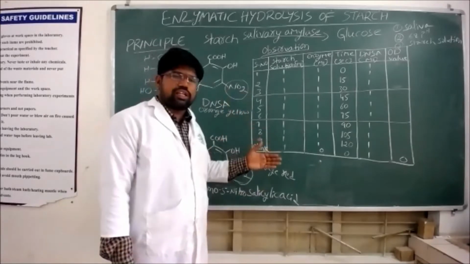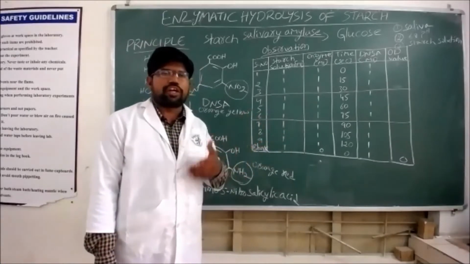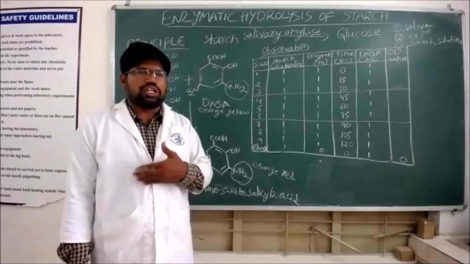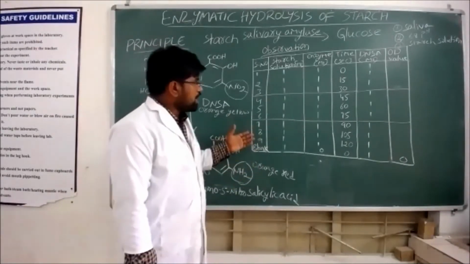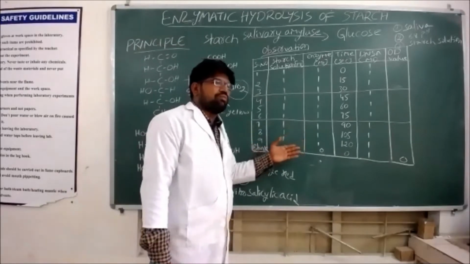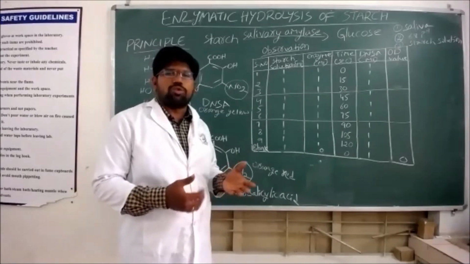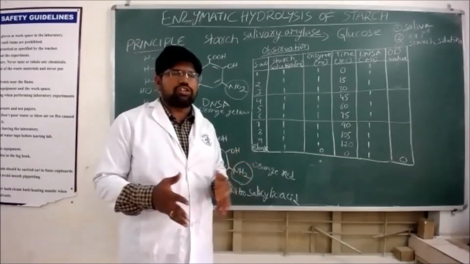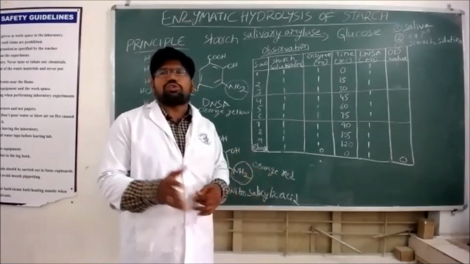Or we can label in another way also. We can label as 0, 15, 30, 45, 60, 75, 90, 105, 120, and blank. So anyone is okay. Here, with respect to time, the hydrolysis will vary. If the enzyme has more time, it will act on the substrate for a long time, and it will convert the maximum substrate into product.